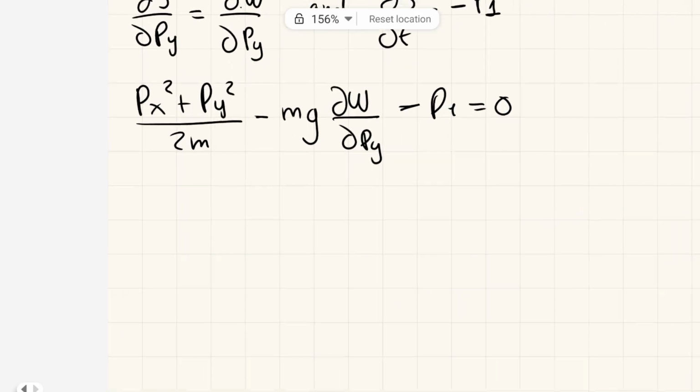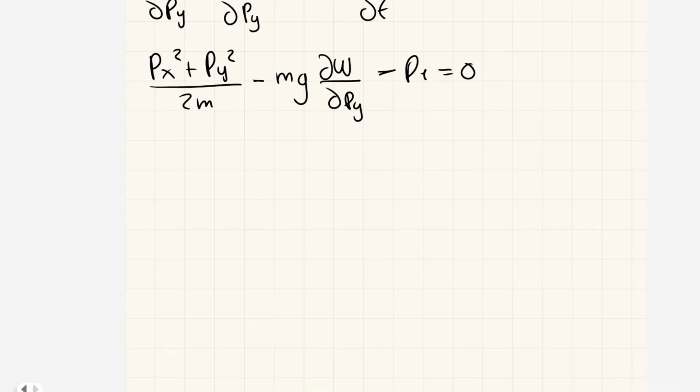Perfect. So with this, we know that we have a derivative of a function with respect to only one variable. So we can solve this differential equation very easily.